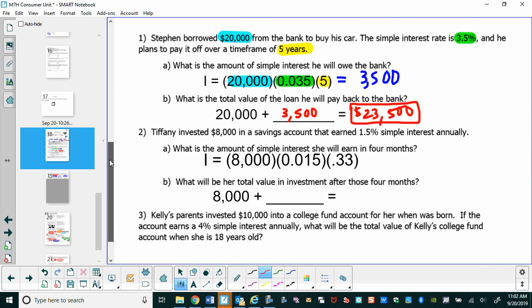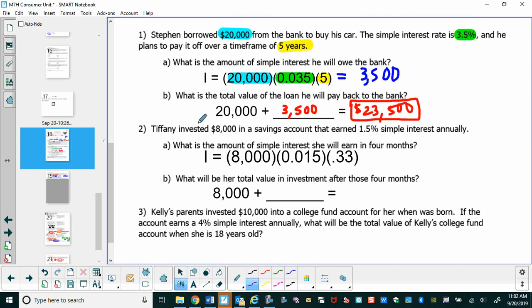All right, so for the next one here, Tiffany invested $8,000. That's the principal, the starting amount. So this time she's investing.